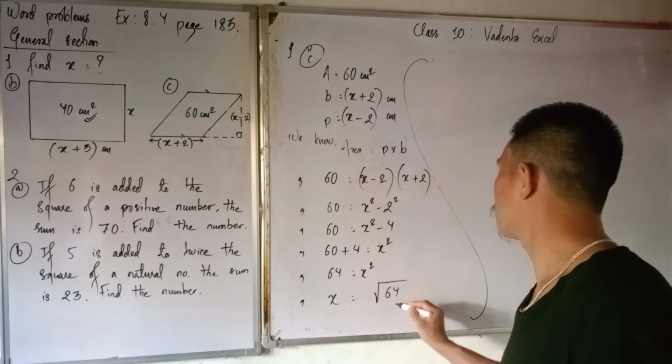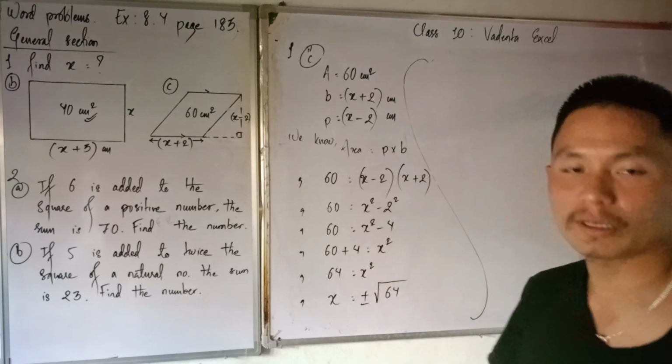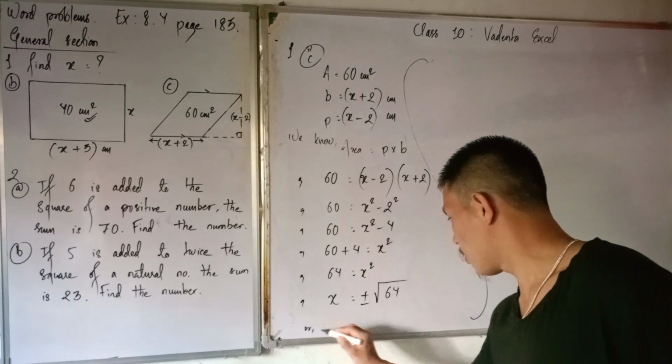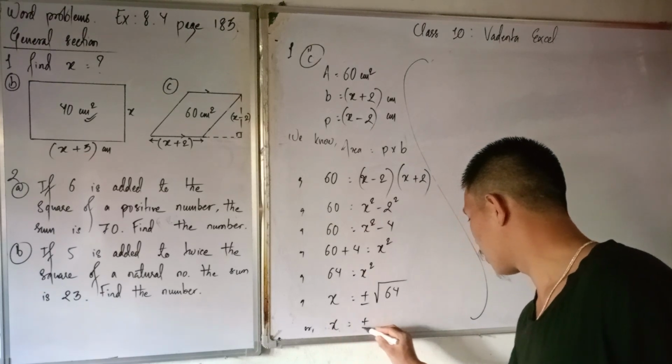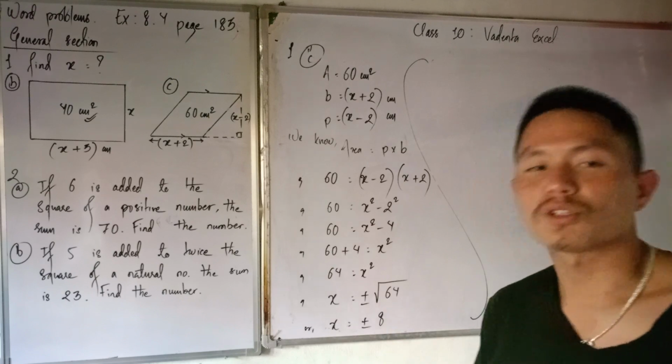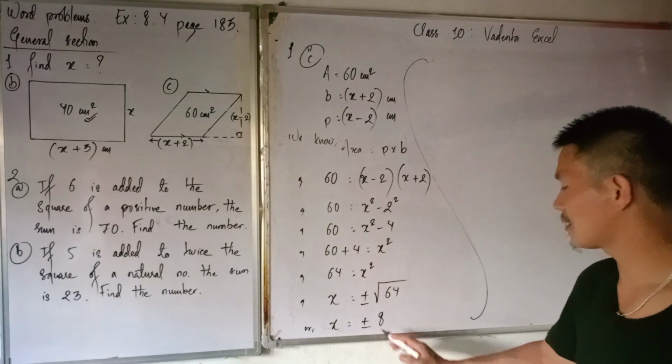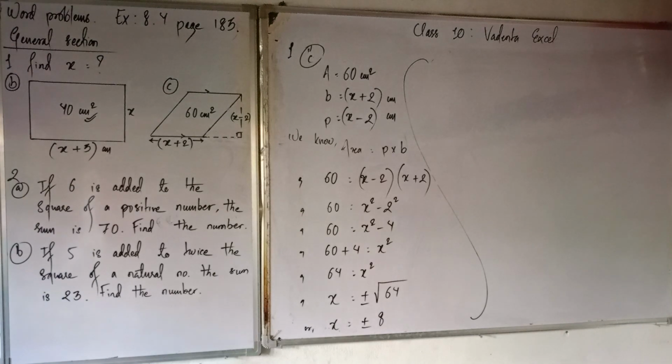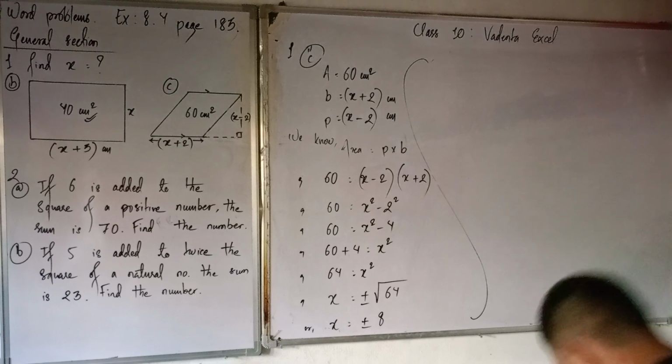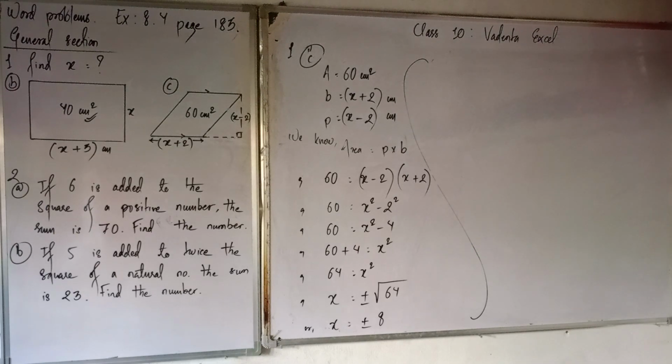or x is equal to under root 64, but you have to write here plus minus, okay, or x equals plus minus 8. So there will be two values for x. One is positive 8 and another is negative 8. So finish. Very easy. So I think there is no problem in number 1. So this one is very trivial, the basic of it. Now let's move on to 2A.